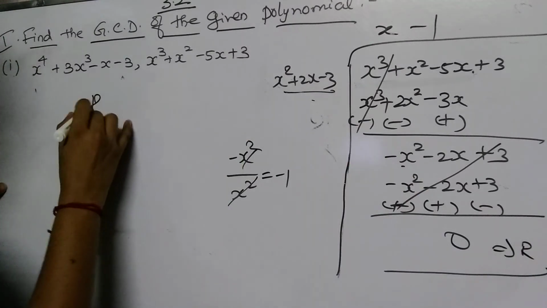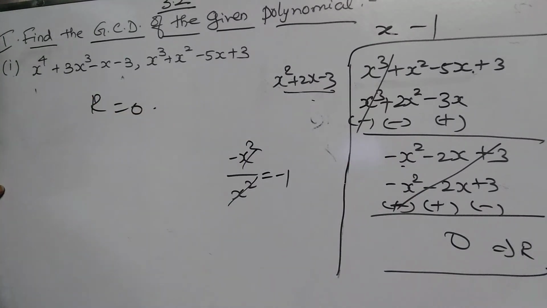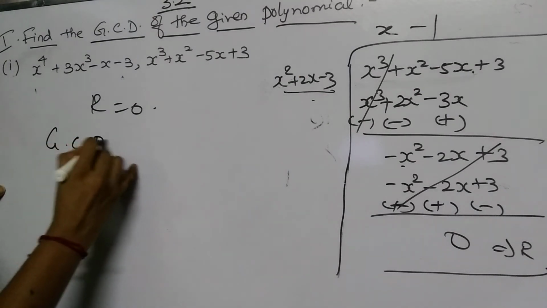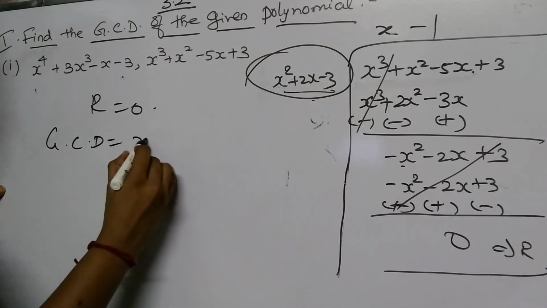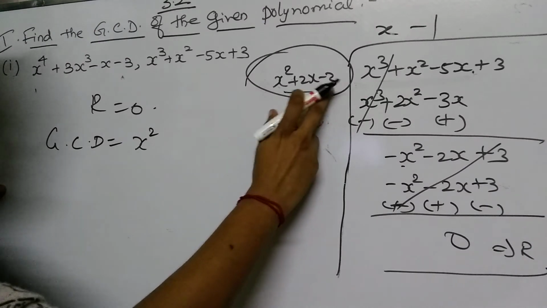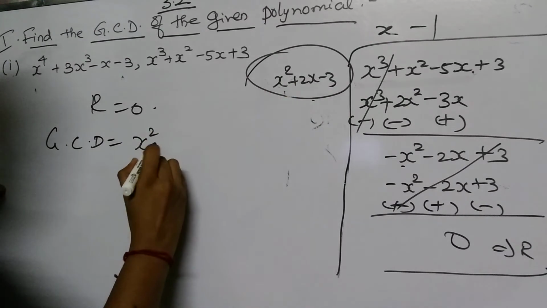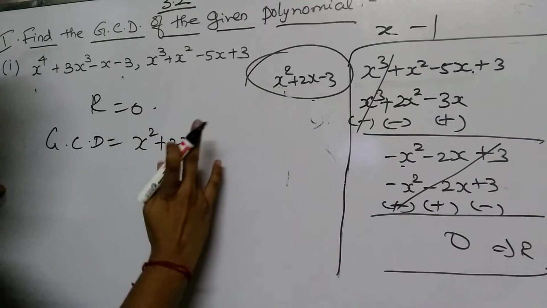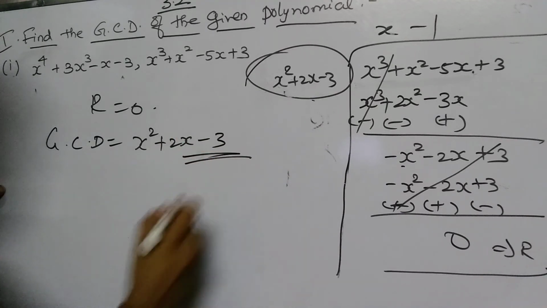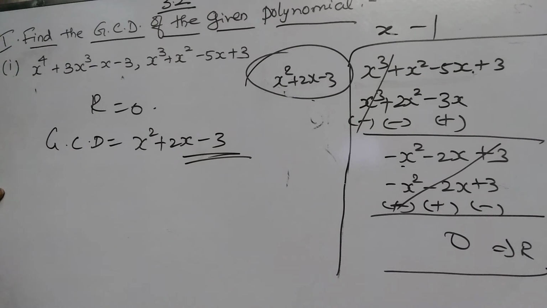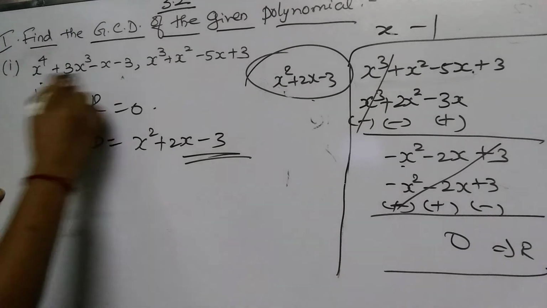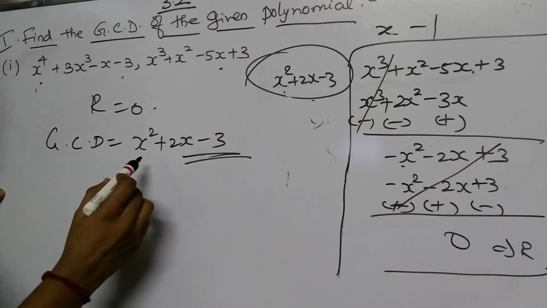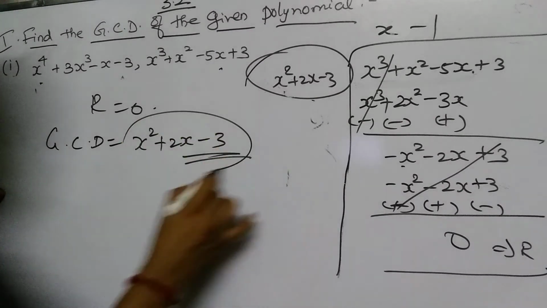Till you get remainder 0, you have to keep on dividing. Once you get remainder 0, the greatest common divisor will be the last divisor. What you get is this x square with which you have divided, that will be your greatest common divisor. The g of x, x square plus 2x minus 3, will be your GCD. Between these two polynomials, the common divisor is x square plus 2x minus 3.